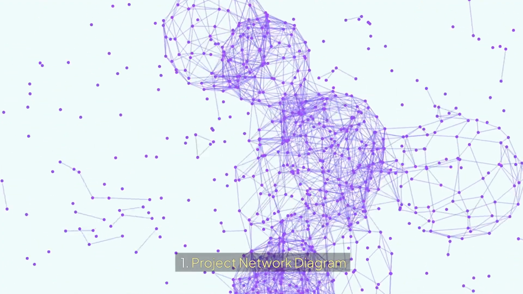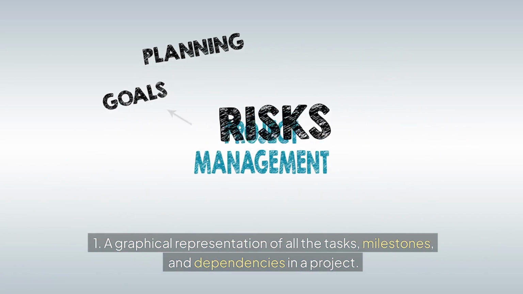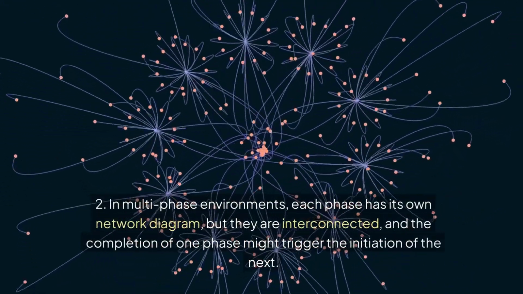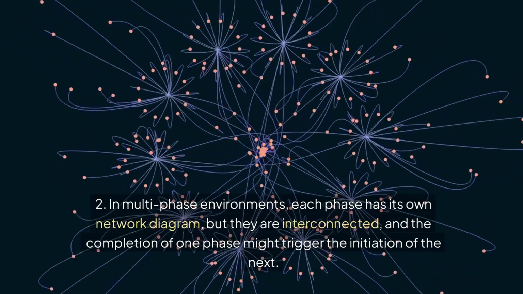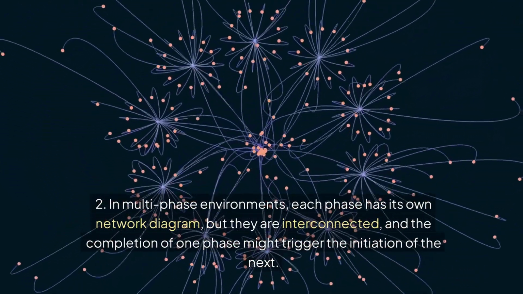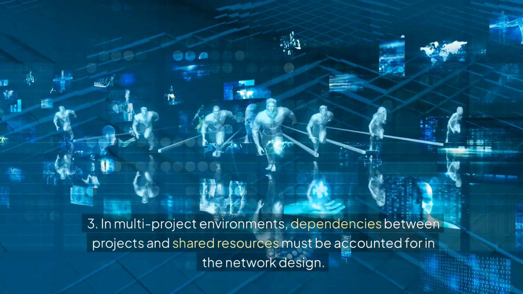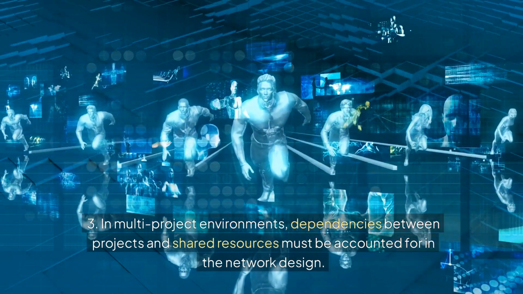1. Project network diagram. 1. A graphical representation of all the tasks, milestones, and dependencies in a project. 2. In multi-phase environments, each phase has its own network diagram, but they are interconnected, and the completion of one phase might trigger the initiation of the next. 3. In multi-project environments, dependencies between projects and shared resources must be accounted for in the network design.